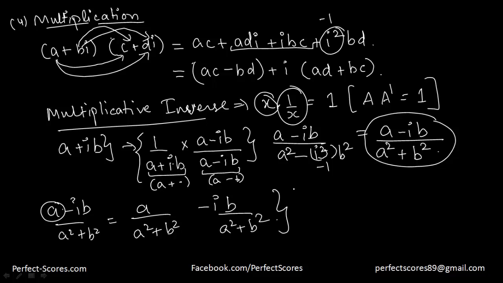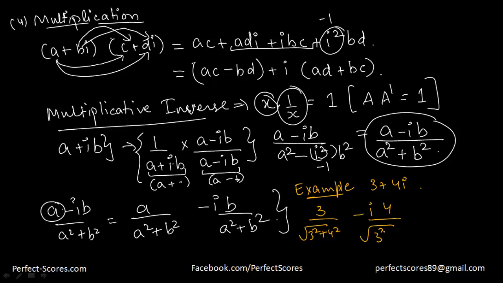So let's suppose I use an example here. Let's find the multiplicative inverse of 3 plus 4i, right? So the multiplicative inverse of 3 plus 4i is going to be 3 over under root of 3 square plus 4 square, and minus i into 4 over under root 3 square plus 4 square. Which is going to be 3 over 5 minus i 4 over 5.